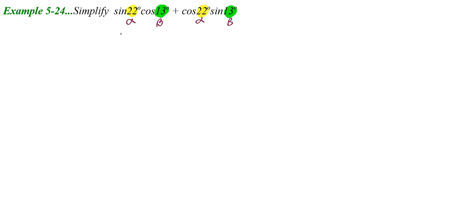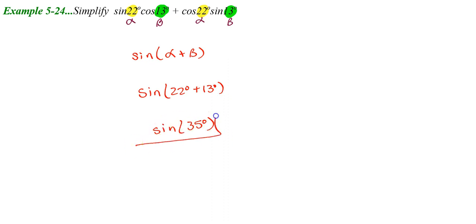So if I think of the 22 degrees as alpha and the 13 degrees as beta, I should be able to look at my formula sheet and be able to find an expression that has sine alpha cosine beta plus cosine alpha sine beta. And that is equivalent to sine of alpha plus beta. So in this case, remember my alpha is 22 degrees, my beta is 13 degrees, so this is sine of 35 degrees. And that's my answer. So I'm just trying to simplify it into one expression if possible.